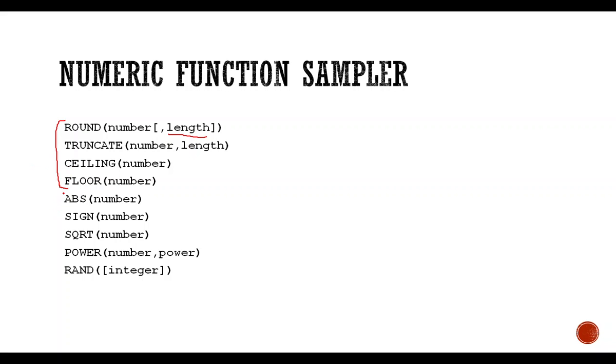You can also do some common mathematical things, right? You can do absolute values, find the sign of a number, so it will tell you whether it's positive or negative. You can also take the square root or raise a number to a power, so all of that is available to you. You can also generate random numbers.